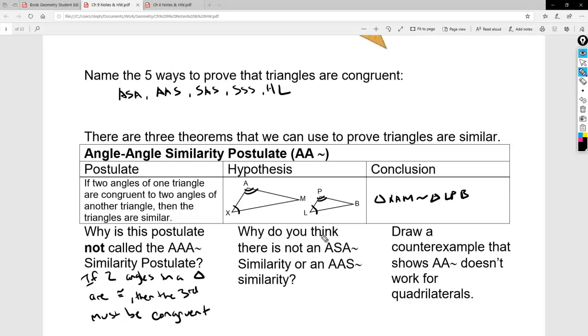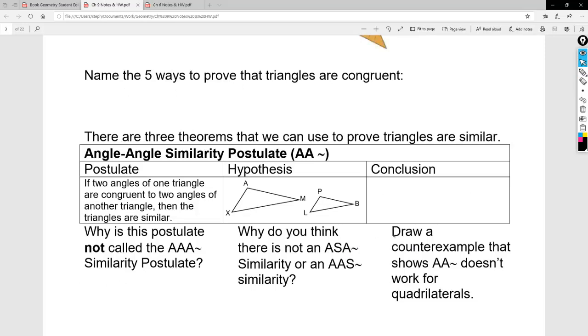Okay, now in terms of why there's not an ASA similarity or an AAS similarity, it's because we already have our two angles here, and so these both fall under the category of just angle-angle similarity. In terms of a counterexample for quadrilaterals, super simple, just consider a parallelogram and a trapezoid.